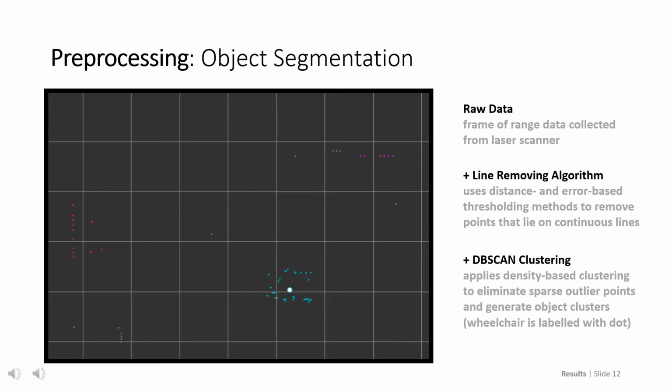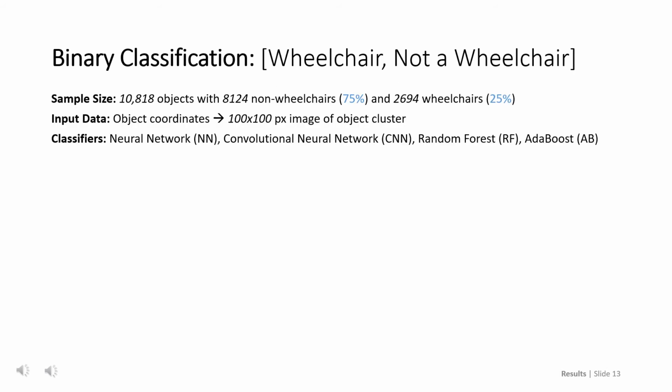The dot represents a calculated centroid of the wheelchair cluster. A list of about 10,000 objects that were segmented from the laser scanner data, 25% of which are wheelchairs, is passed into the binary classifier. The XY coordinates of the points in an object is cast into a 100 by 100 pixel image. This is to standardize the input format of the data.